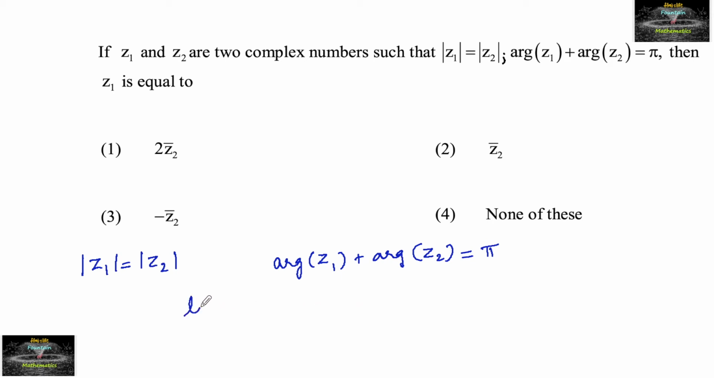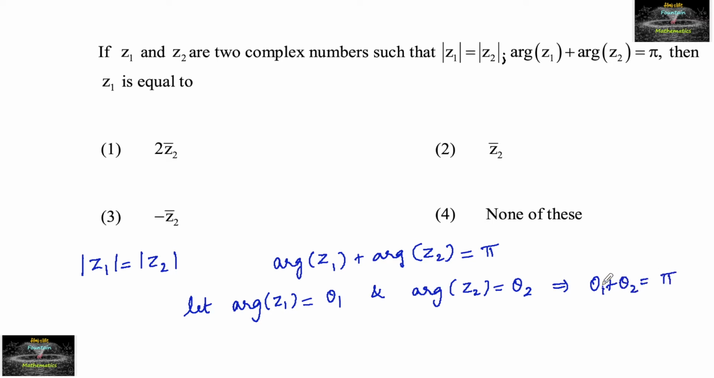So let us consider, let argument of z1 is equal to theta 1 and argument of z2 is equal to theta 2, so that it is given theta 1 plus theta 2 is equal to pi.